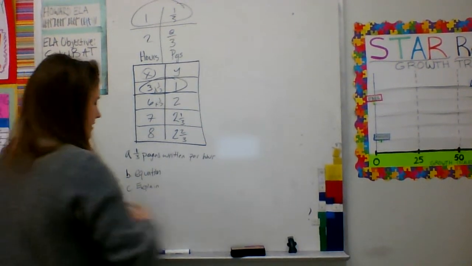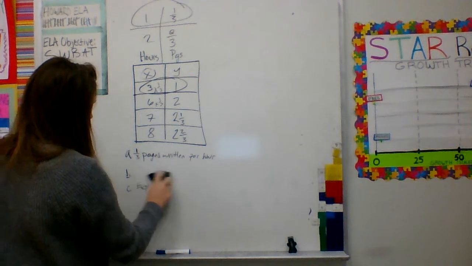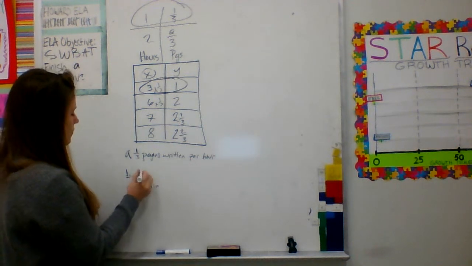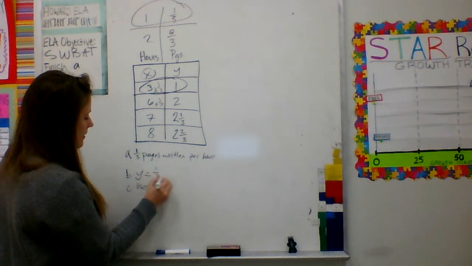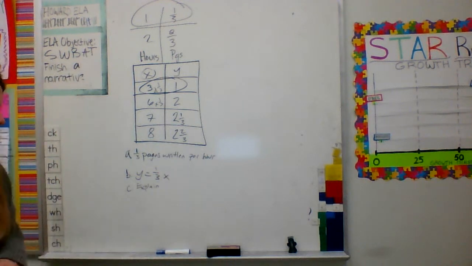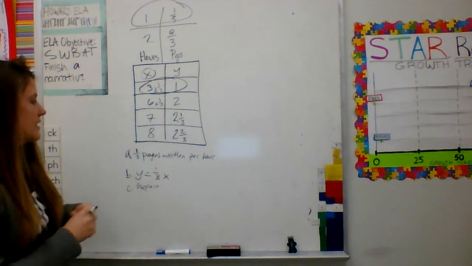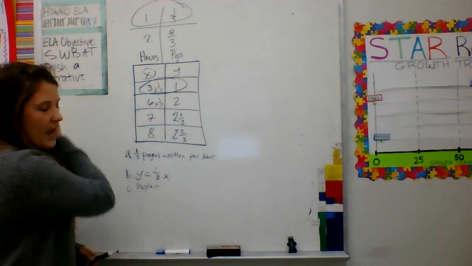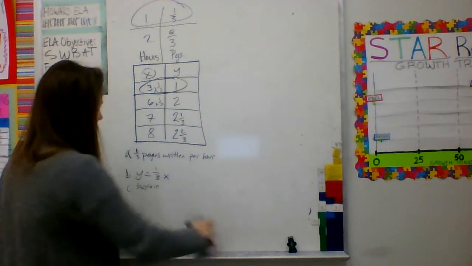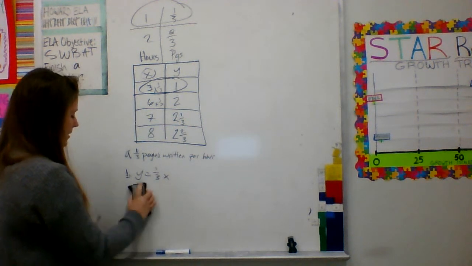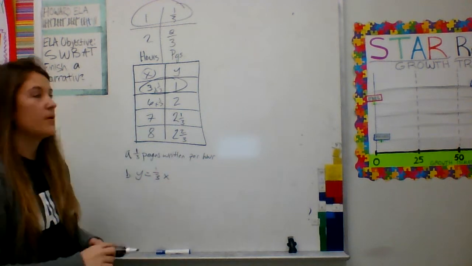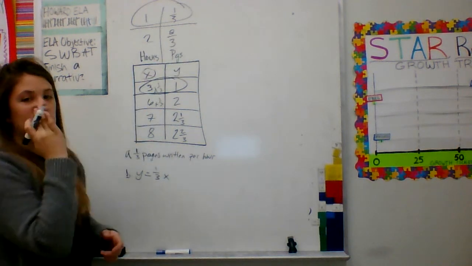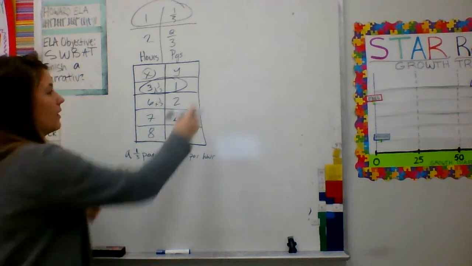Number 2 asks me to write an equation. Well, I know my unit rate, so my equation is y equals my unit rate times x. 1/3 x. And the last is to explain how to find how much time it would take for any number of pages. Any number of pages means that I don't want to be specific with my numbers. I instead want to use words that would apply for anything. So I'm going to write my response over here.